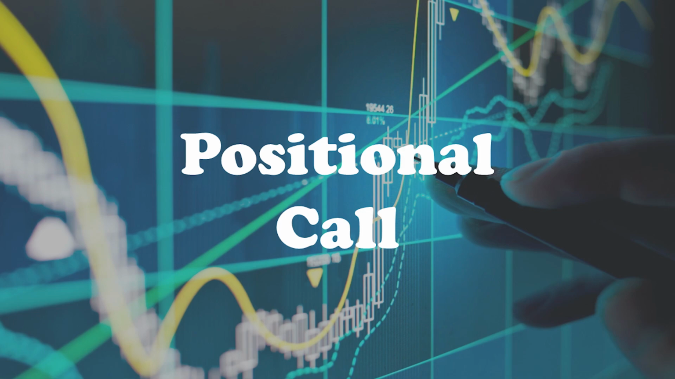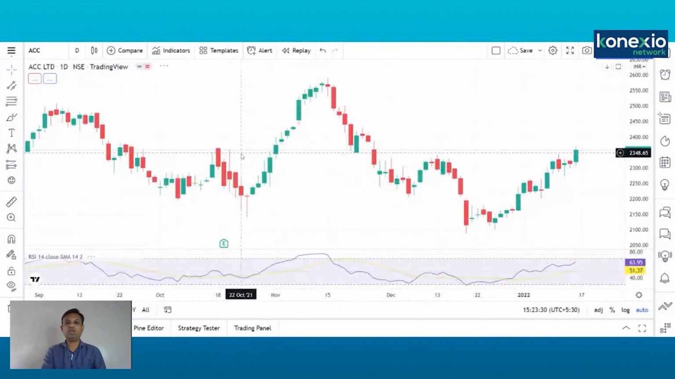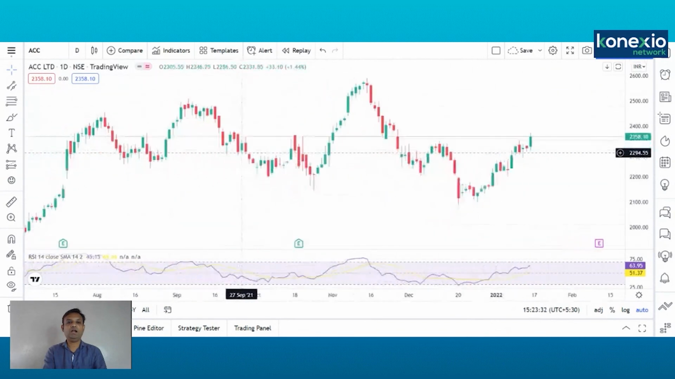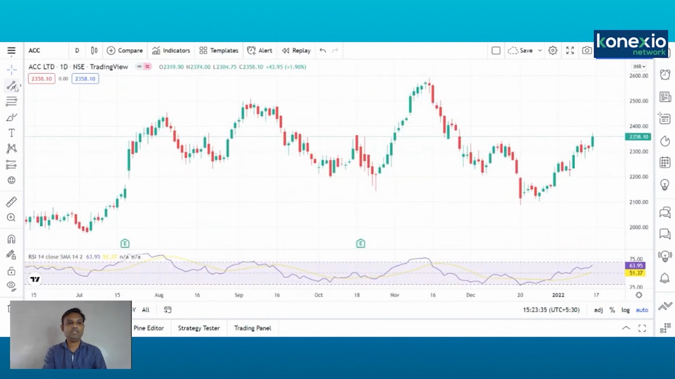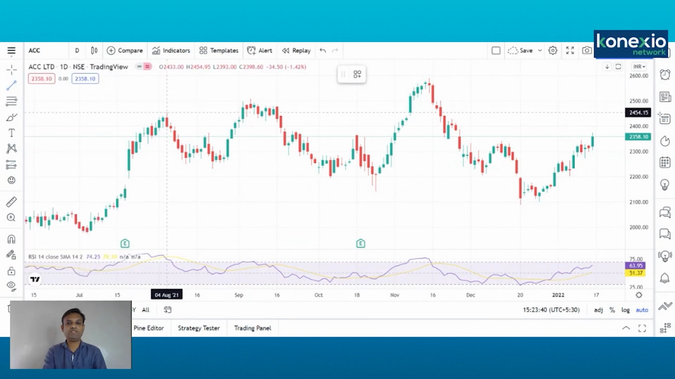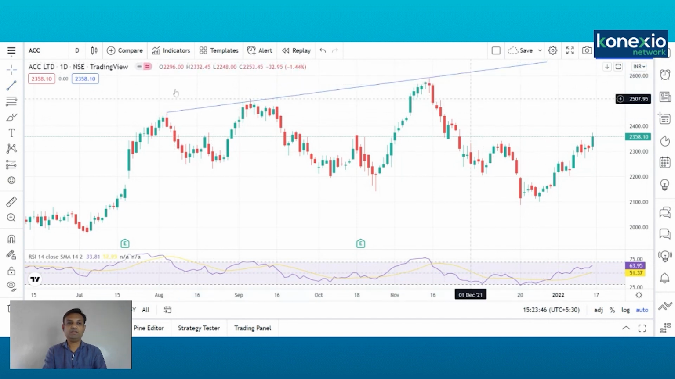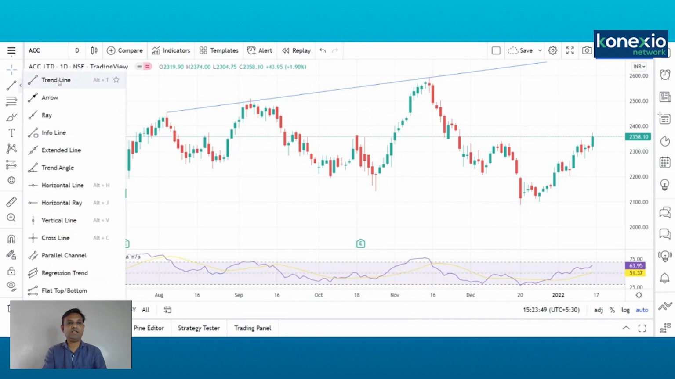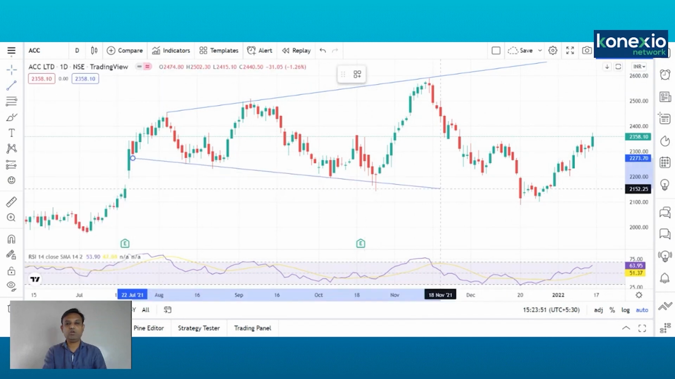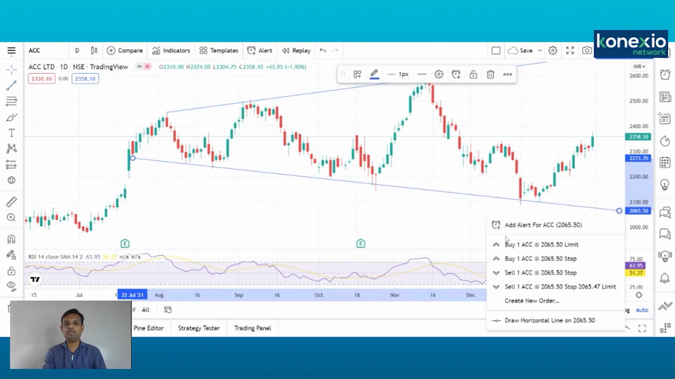Now let us come to the final segment of our show, which is the positional call. In the positional call, I have identified one stock from the cement sector. The name of the stock is ACC. You will see the stock has formed an expanding triangle. I will show you on the charts. The price volume action is clearly indicating a positive trend in the stock. This is the expanding triangle, the upward resistance trend line. Now this is the downward sloping trend line. You can clearly see on the charts.